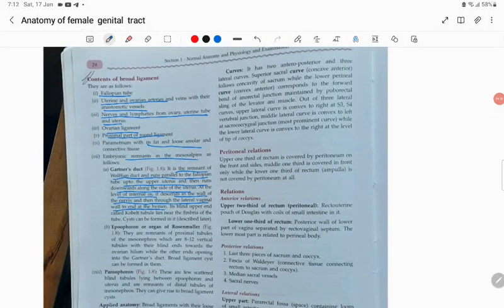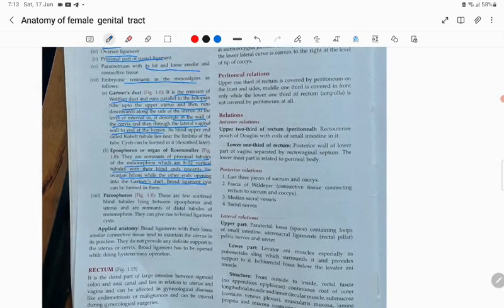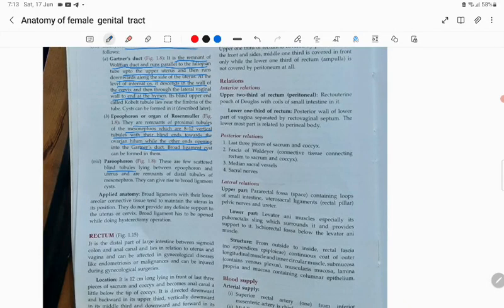The epoophoron is the remnant of the proximal tubules of the mesonephros, which are 8 to 12 vertical tubes with their blind ends towards the ovarian hilum, and they may form broad ligament cysts. Paroophoron: these are a few tubules, the remnant of distal tubules, in the broad ligament. Applied aspect: the broad ligaments, with their loose tissue, do not provide any significant support to the uterus, and the broad ligament has to be opened during hysterectomy.